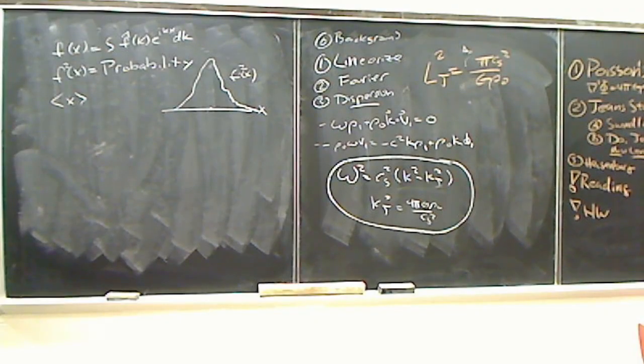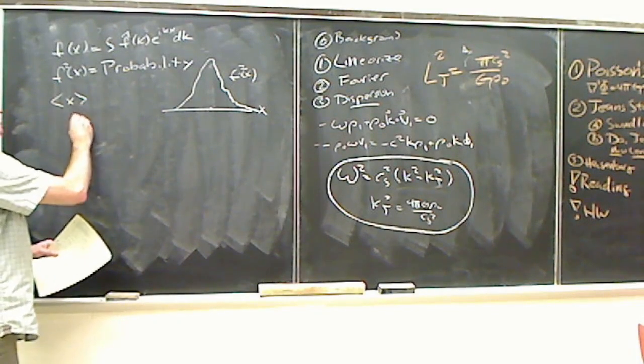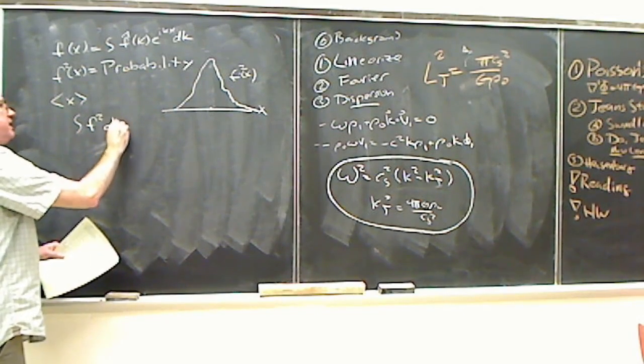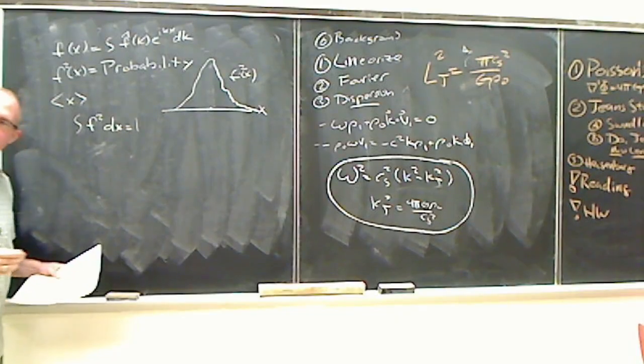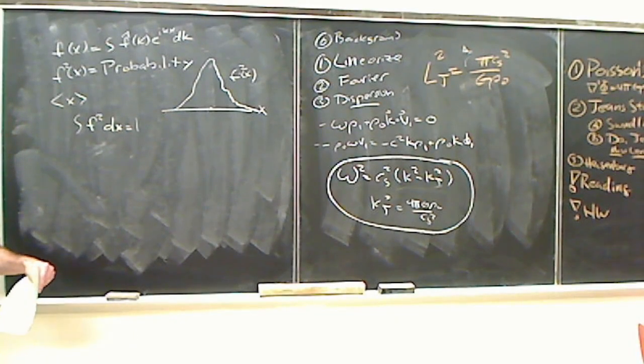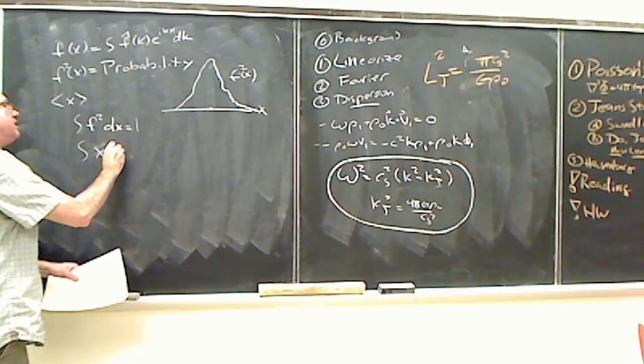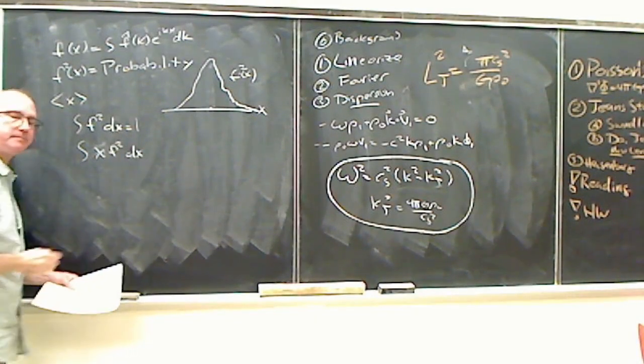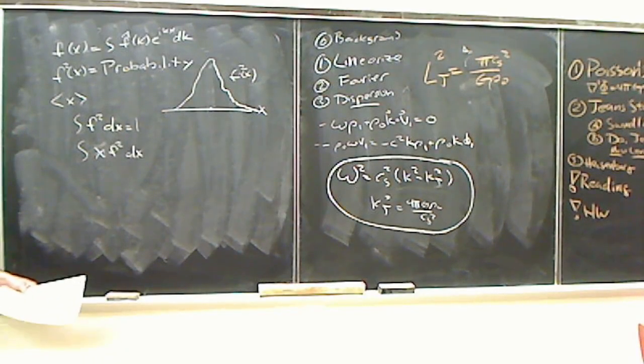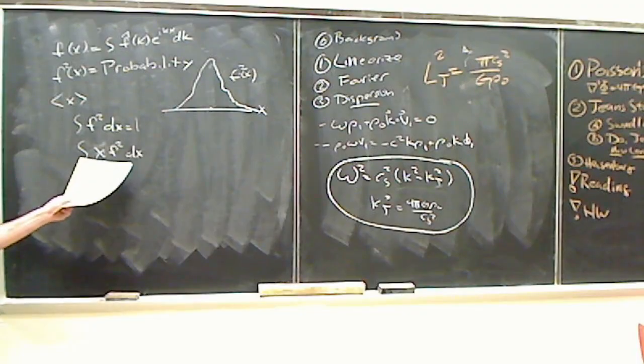Let's talk about the average of f. What's the average of f? No, not so complicated. Just think about an integral. So the normalization of f, the integral of f squared dx, we're going to assume that it's normalized to 1. That means that all the probability adds up to 1. To find the average of x, I'm going to look at the integral of x times f squared dx. Does that make sense? Is everybody on board with this being the average?